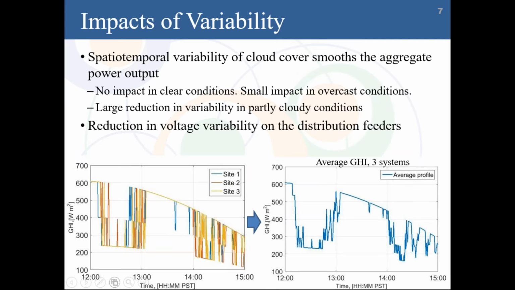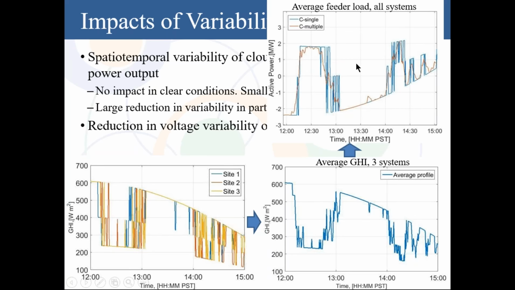And so here's an example of how that smoothing works. On the left-hand side you see the output from 3 different systems. They're randomly picked from the distribution feeder, and we see the irradiance profile from these systems, and we see a clear period between 1 and 2 o'clock here, and then some partly cloudy conditions. If we average those 3 systems together, we see we're already generating a much smoother signal. And if you look at the power output from all these systems together, we see an even smoother signal, where the red line here is the output from all the systems together. And it's negative here because we're feeding power back towards the substation.